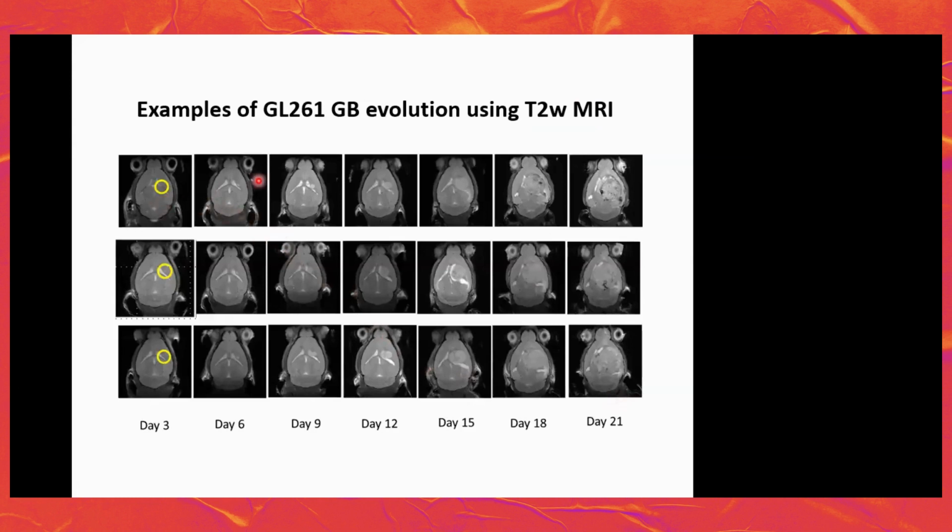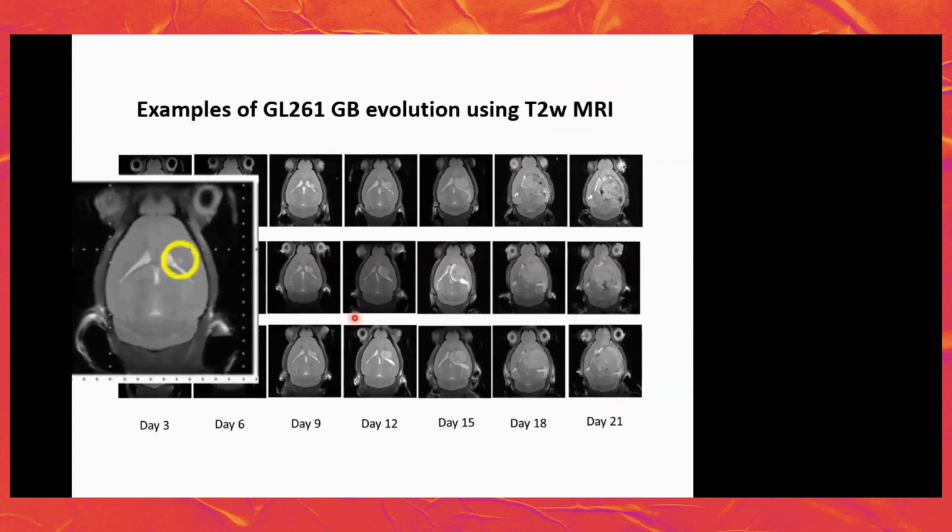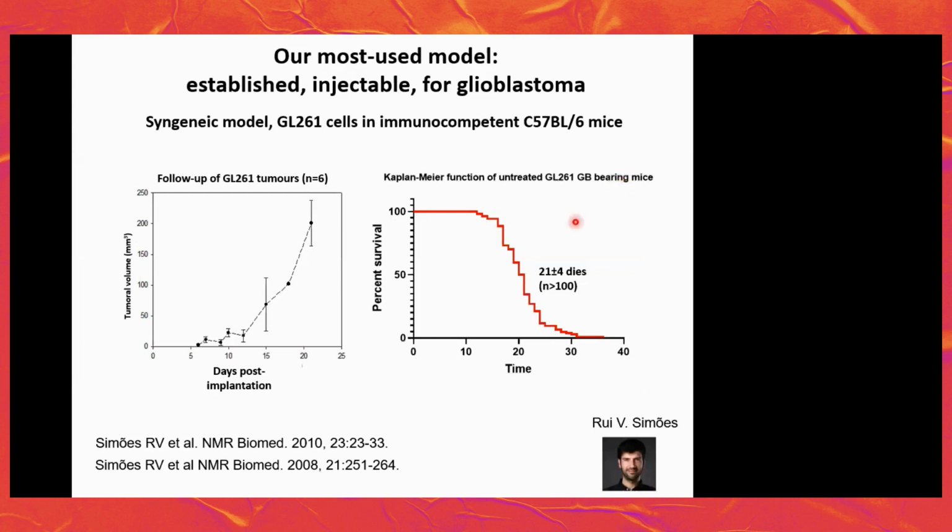The tumor evolution was easy to follow by T2-weighted MRI. Even at day 3, you would see very small dots, very small tumors below 1 cubic millimeter that would grow in 3 weeks' time to about 200 cubic millimeters. This was very reproducible, 100% penetrance, and this would kill animals by volume effect in about 3 weeks.